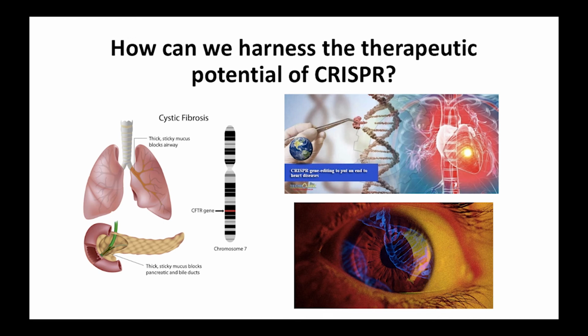Oftentimes, these are genetic diseases that are inherited, such as cystic fibrosis, which occurs where there's a mutation in the CFTR gene, or heart disease has specific genes that are altered that can be manipulated to treat heart disease, blindness, and the list goes on. Muscular dystrophy, Tay-Sachs disease, cancer.